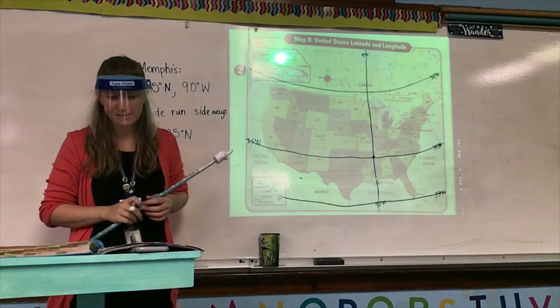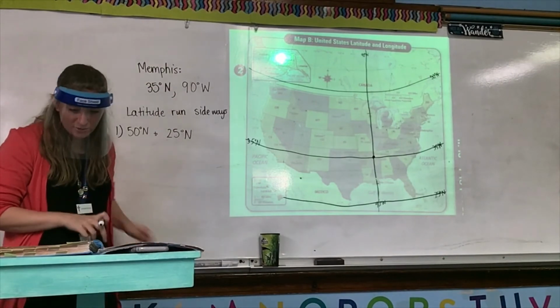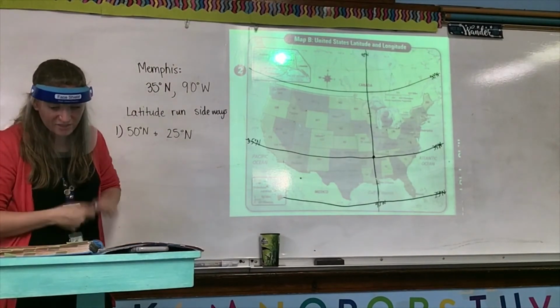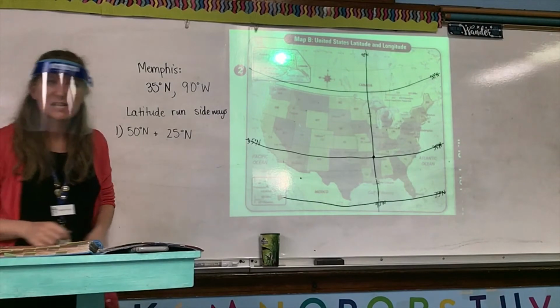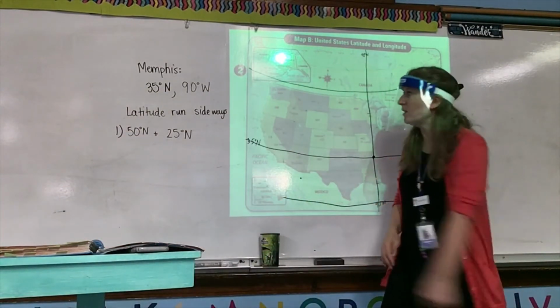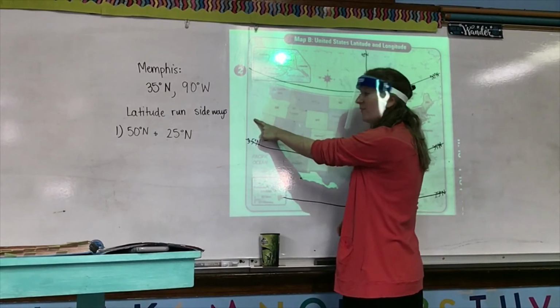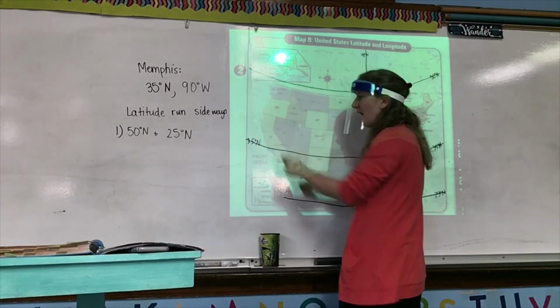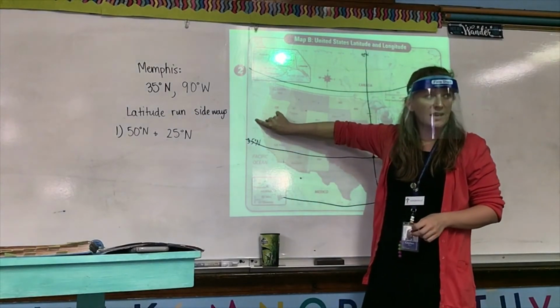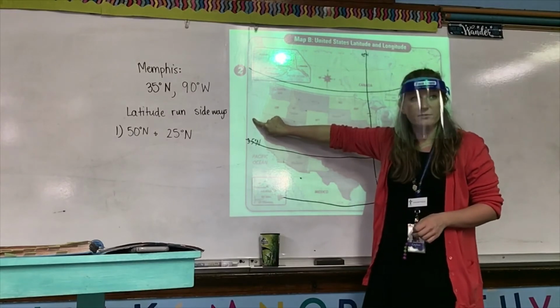Sit up straight, please. Okay, number 2. Which city is located near 40 degrees north and 105 degrees west? Now, to solve that, I'm going to go to the side. I'm going to find 40 degrees north and put my finger on that line of latitude. I know lines of latitude, the sideways lines, are marked north.